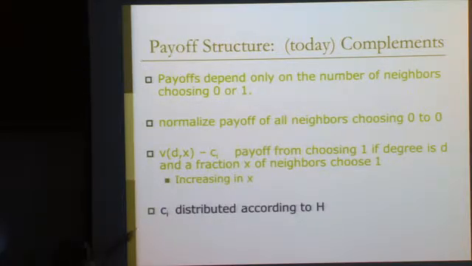C_i is this cost of choosing the action 1, and we're going to assume that it's distributed according to some distribution. In particular, it could be a fixed cost, but for most of the time, I'll just assume it's distributed according to some distribution H. So different people may have different costs of choosing the action.